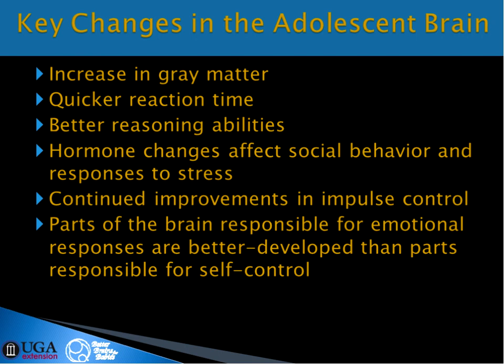We also know, though, that hormone changes come in during adolescence. And so the changes in hormones offset some of these better reasoning abilities and reaction time, and affect how kids deal with stress and their social behavior, how they relate to and interact with others. And so in adolescence especially, we know that the parts of the brain responsible for emotional responses are better developed than the parts that are responsible for self-control.